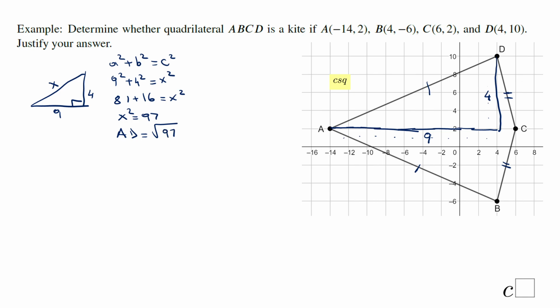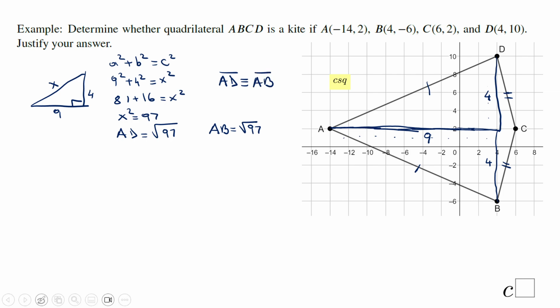I'm not going to do anything else. I'm going to look now at AB. If you take a look at AB, we have the same triangle. The only difference now is this bottom part, but this is 4 also, right? So pretty much the same math, and we end up with AB being the square root of 97, which means AD is congruent with AB.